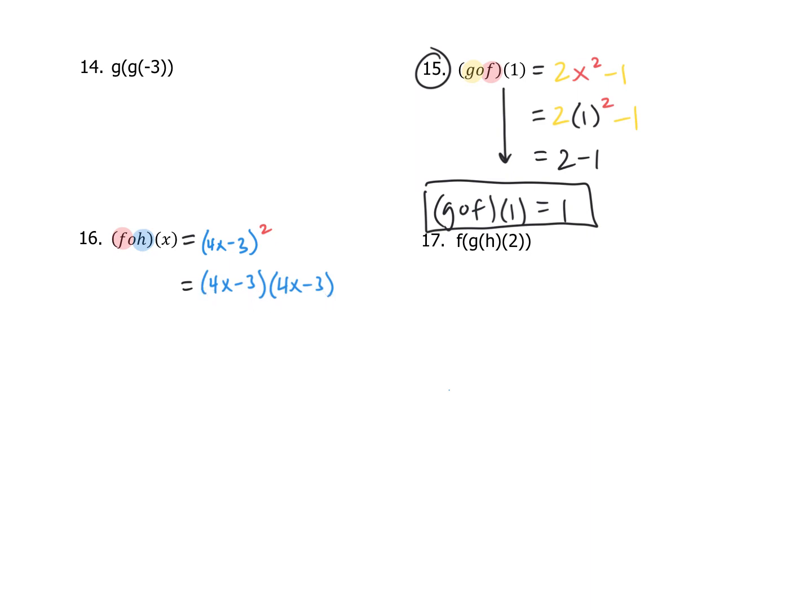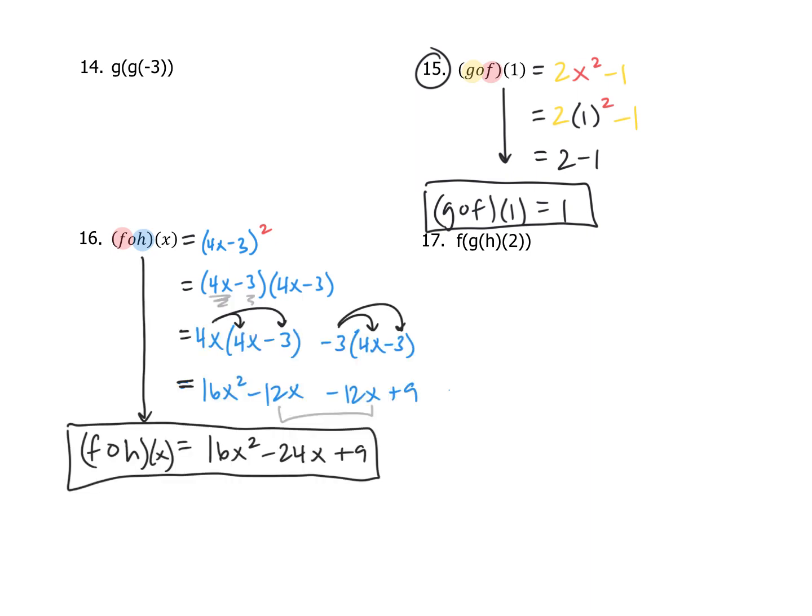Looking at this, now I can apply the distributive property. That's what I learned earlier this week. All right, we're going to test your knowledge. Pause the video, see if you can use the distributive property to come up with your 3 terms. All right, check your work with mine. Did you end up getting 16x squared minus 24x plus 9? That's what's equal to f of h of x.